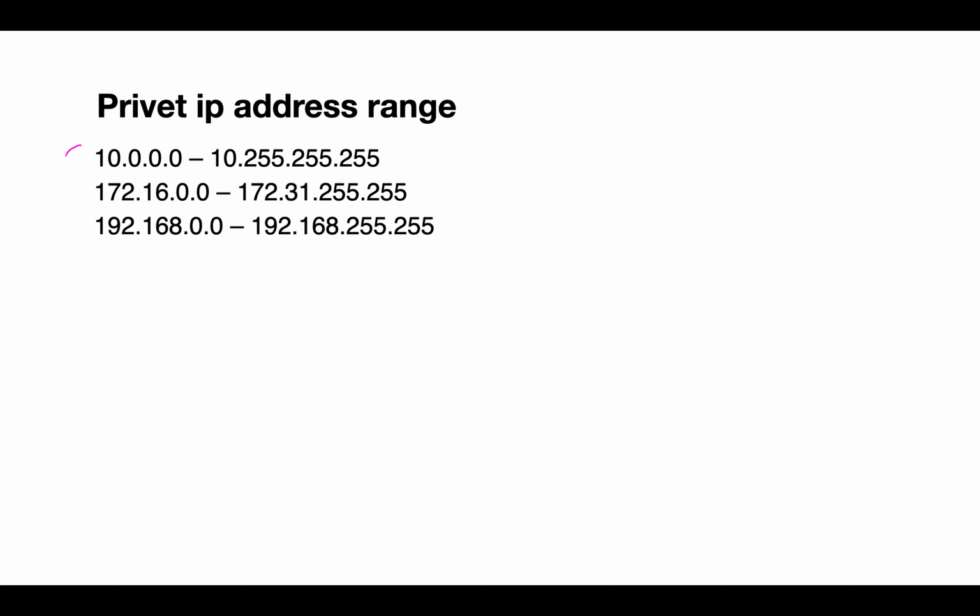So these are the ranges which we can use inside our homes. For example, if I'm on my Wi-Fi and my friend has a Wi-Fi in his home, he can also have the same IP like 192.168.1.1 or 1.10, and I can also have the same IP. But when we are communicating to each other, it will only see our public IPs. So for internet communication, you have to have a public IP, but inside you can still have a private IP.